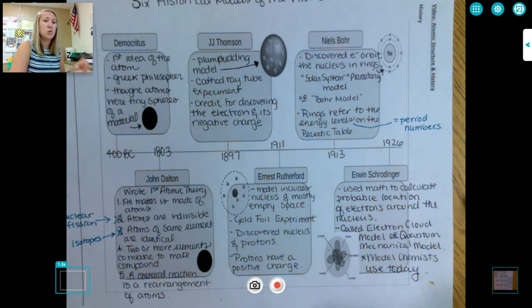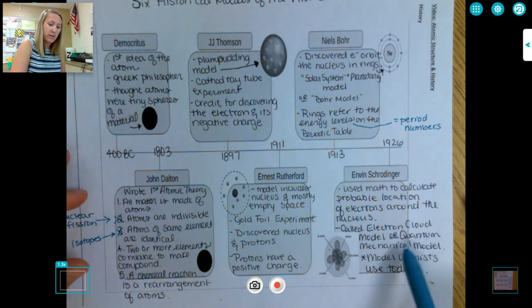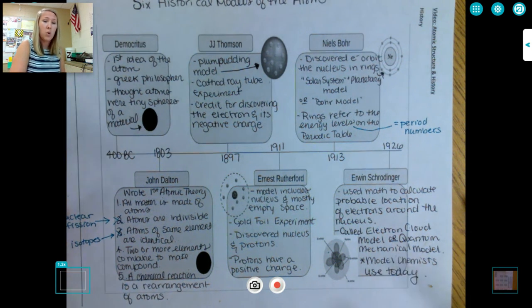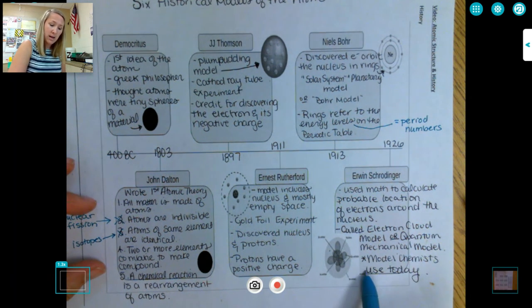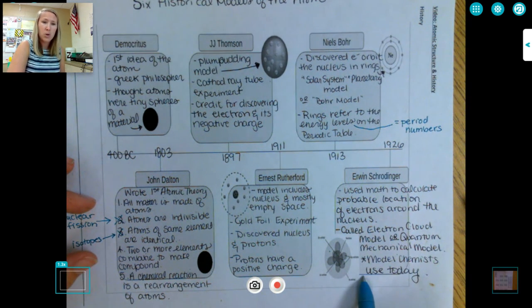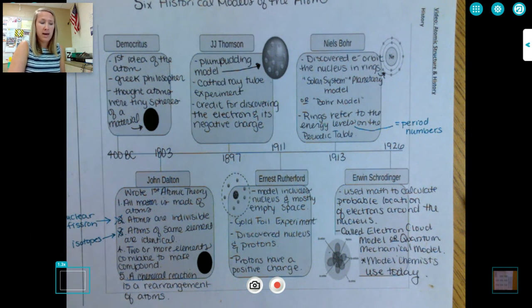Or because they use quantum mechanics, which is something we will not talk about, it can be called the quantum mechanical model. I took a whole class on it in college, and only chem majors take it, so you don't have to worry about it, but it's a name that might come up, and so we want to know what that is. Schrödinger's model is the one that most chemists use today in their further research and study of the atom.